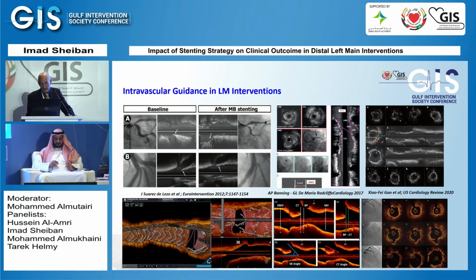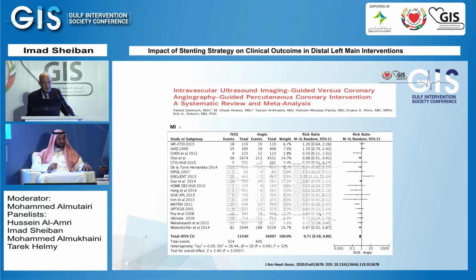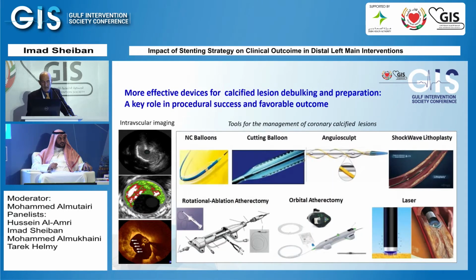This was coming and understood from intravascular imaging. And now we have so many data coming from studies confirming that guidance by intravascular imaging can significantly improve death, myocardial infarction, and stent thrombosis in bifurcation lesions, and particularly in distal left main. We have more effective devices for calcified lesion debulking and preparation, which have a key role in procedural success and leading to a favorable outcome.